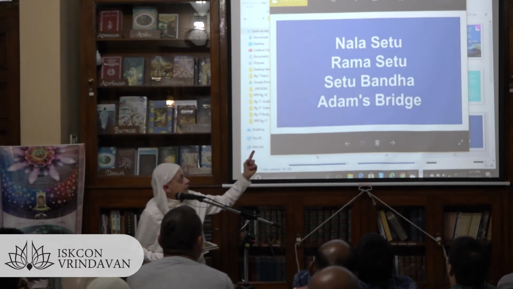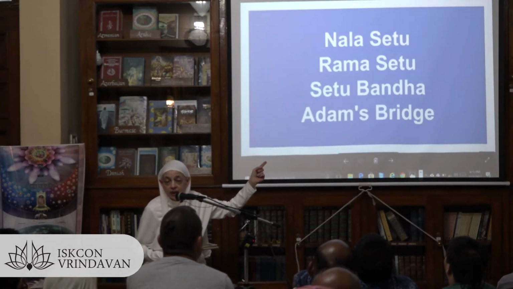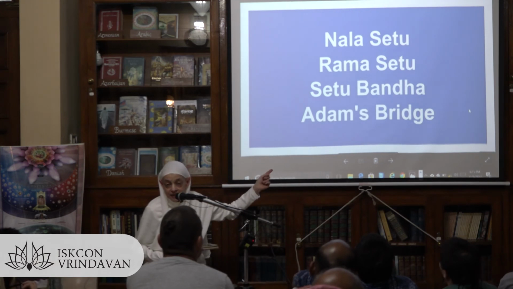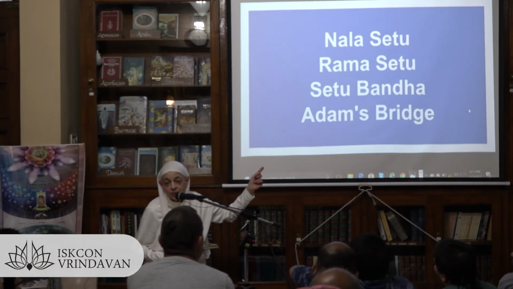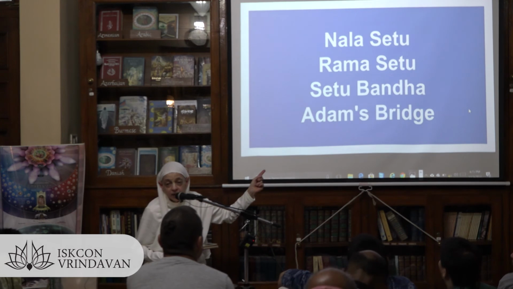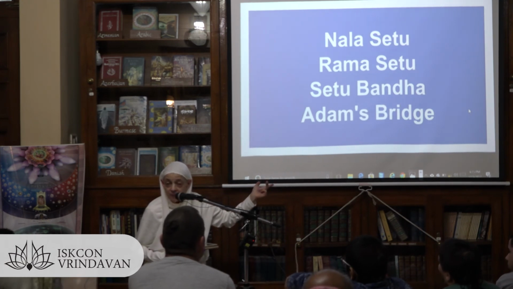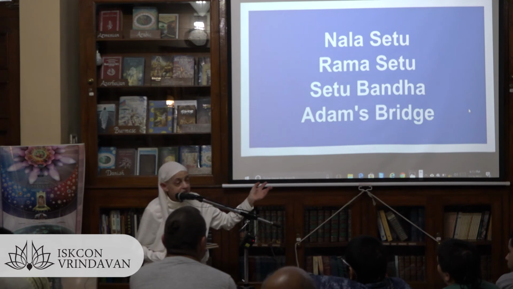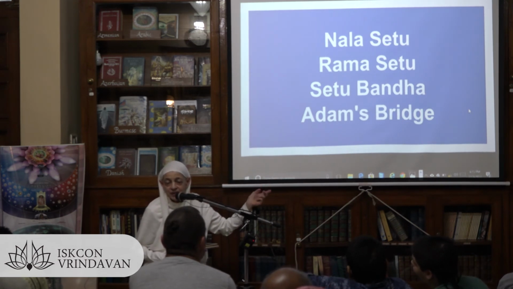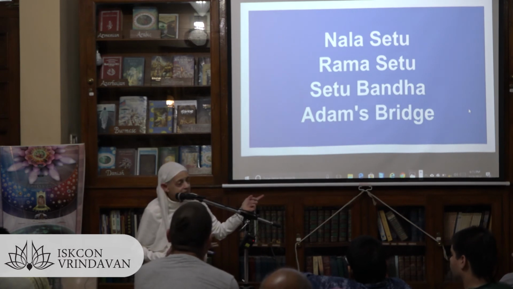There we go. This bridge was first known as what? Nala Setu, because Nala was the engineer monkey who designed it. He was the son of Vishvakarma. Then it became known as what? Ram Setu. Out of affection for Ram, the people of India started to call it Ram Setu. Then sometimes it became known as just what? Setu Bandha. It connects Lanka with India.